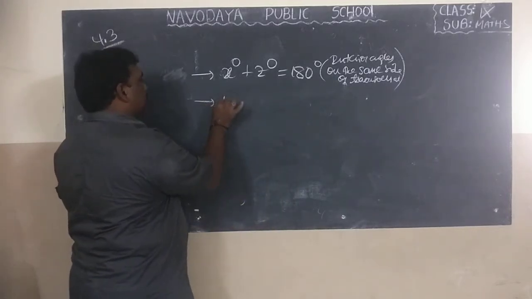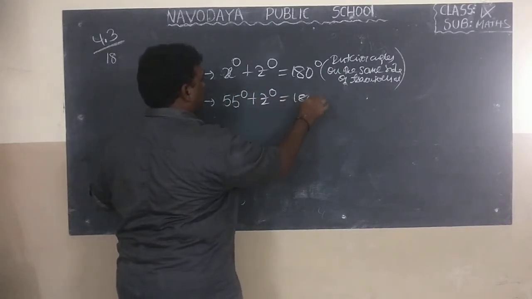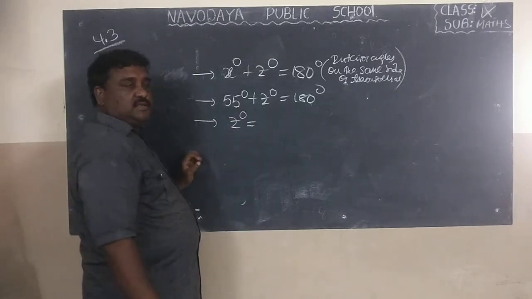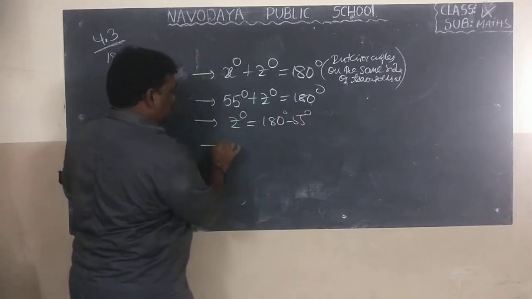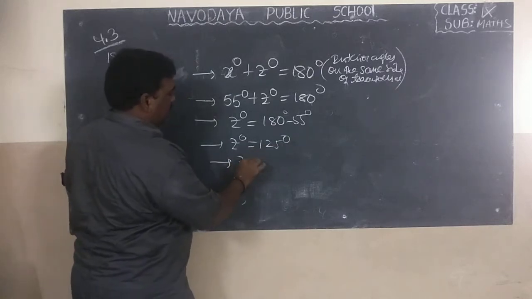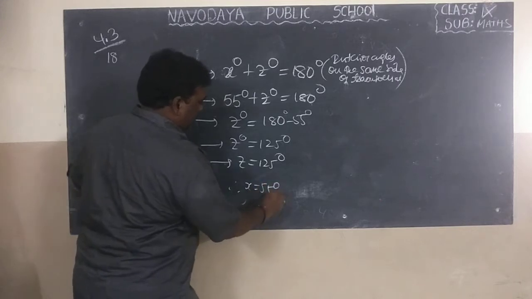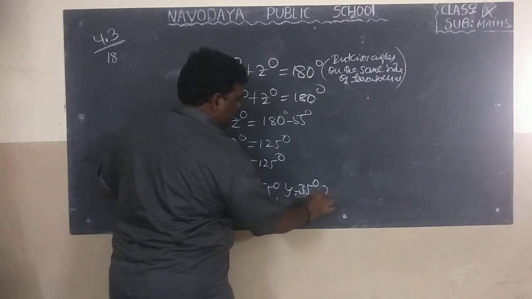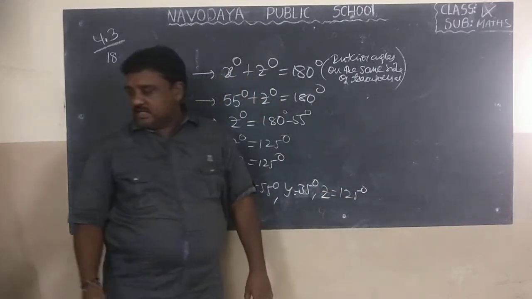What is x value? 55 degrees plus z degrees equal to 180 degrees. So z degrees, 55 is moving to the right side. Z degrees equal to 180 minus 55. So z degrees equal to 125. So x value 55, y value how much? 35, z value 125. Write down the next problem.